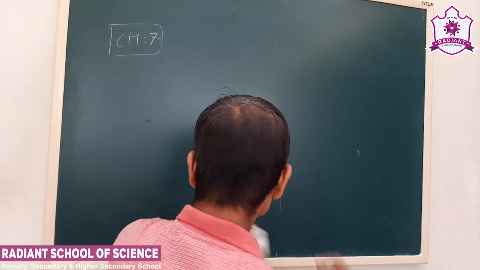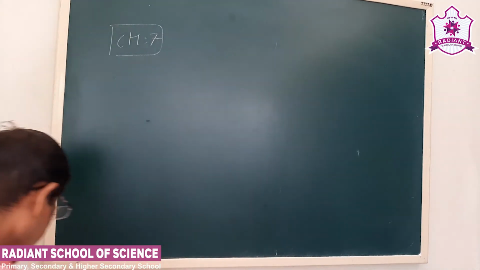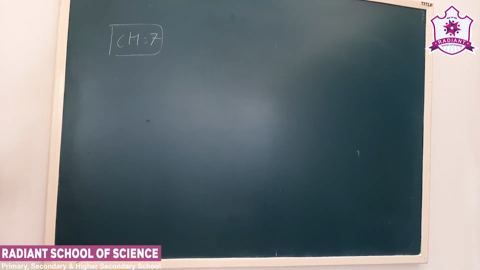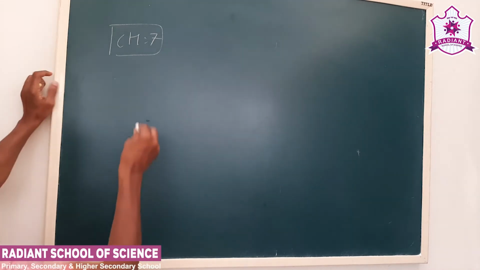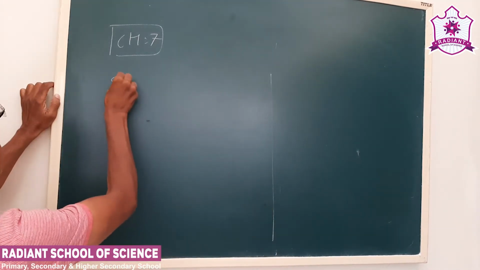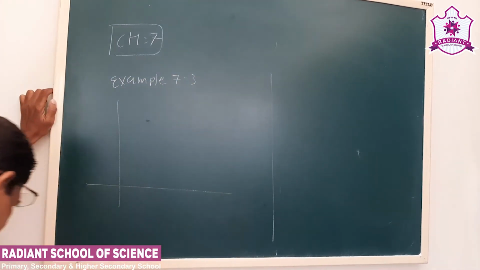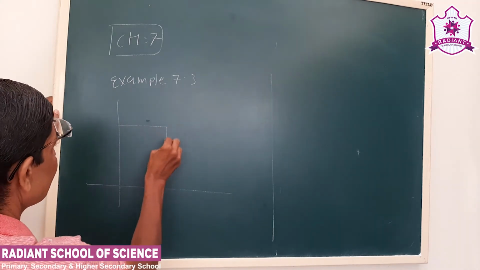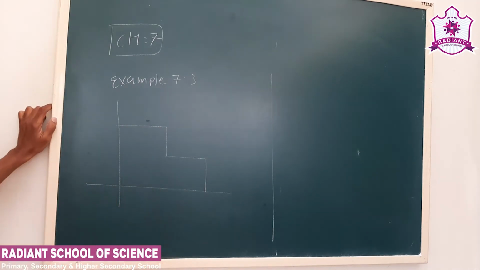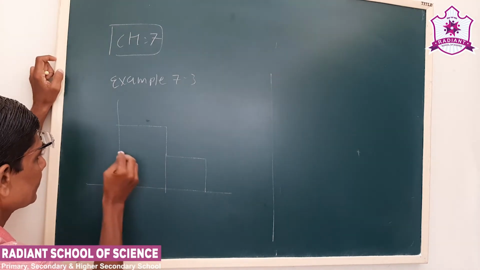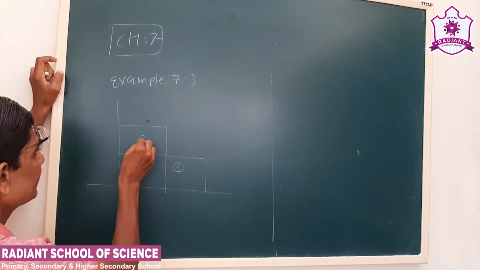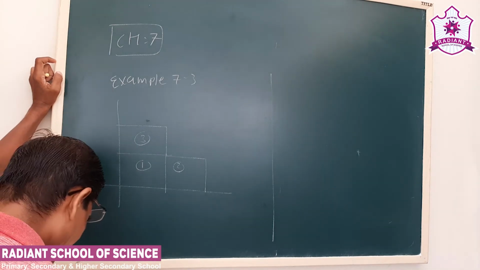Now some of the examples we have done earlier. Let us check how many we have done, starting from the first example. See, example 7.1 we have done. Now see the example, this is regarding the center of mass. Now see, there is a lamina which is made up of squares, 1, 2, and 3. Now, an L-shaped lamina.